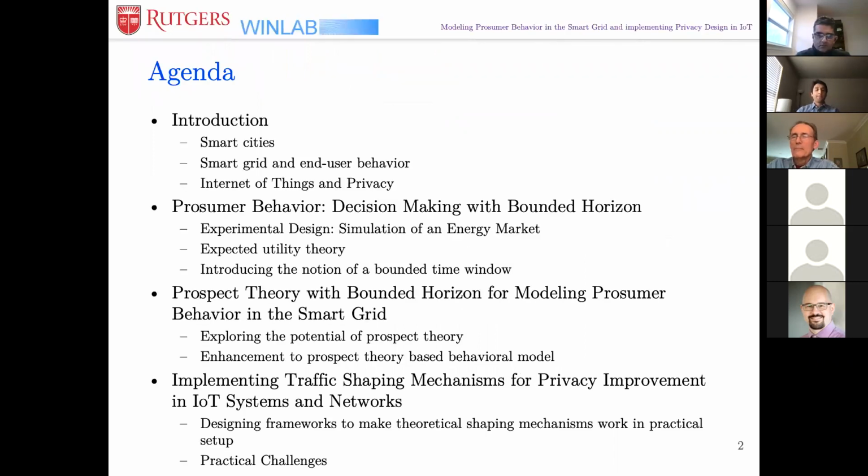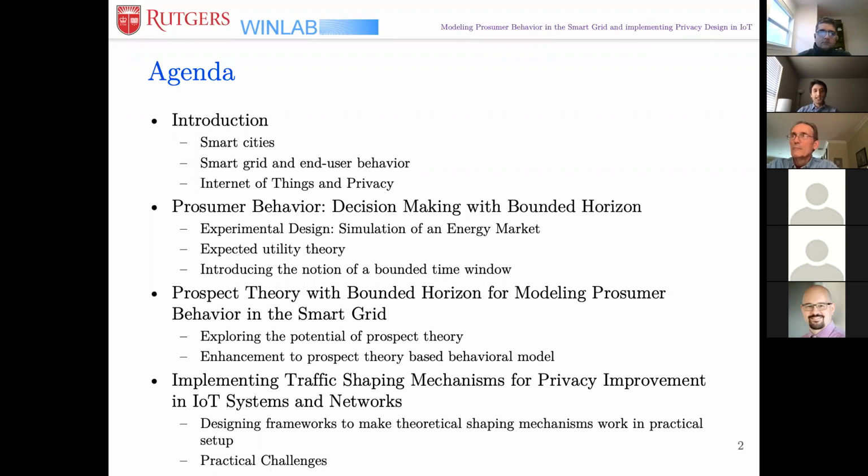In this presentation, I will give you a brief introduction about smart cities and two of its subcomponents. The second section is assigned to describe an experimental design for simulation of an energy market and presenting our frameworks based on expected utility theory to model a smart grid customer's behavior, and also introducing the notion of time window to extend the base model.